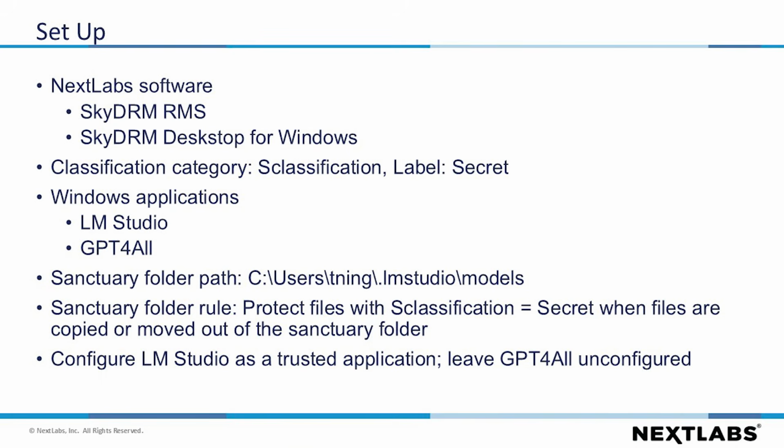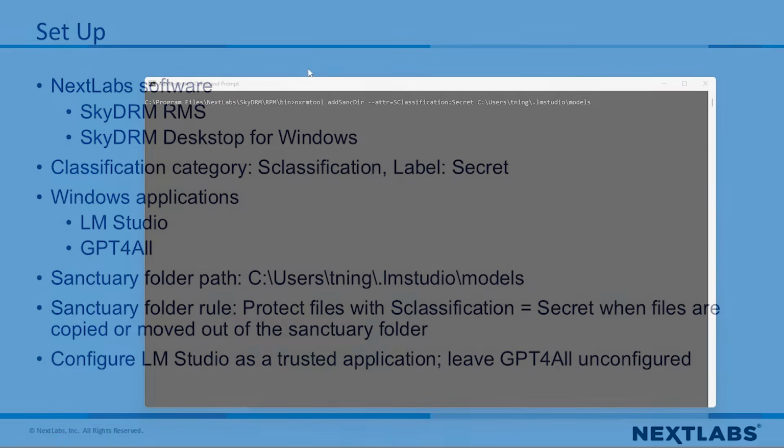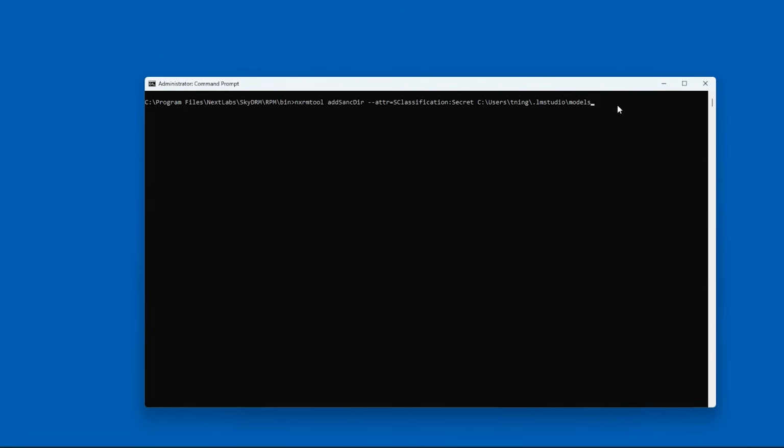The sanctuary folder is located in the LM Studio Models directory, and the rule is set to protect any file labeled Secret when it's copied and moved out of that folder. In summary, LM Studio is configured as a trusted application, while GPT-4All is intentionally left unconfigured, so it's treated as untrusted. Now, let's run the following command to configure the folder as a sanctuary folder.